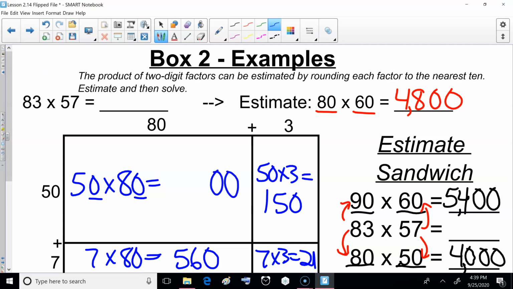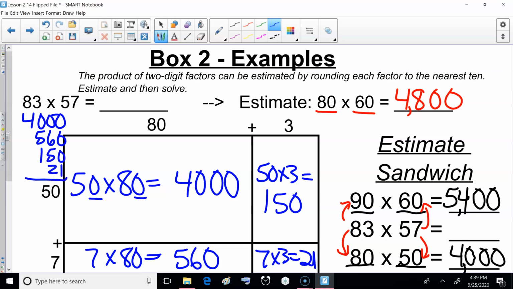So then 8 times 5 is 40. So I have 40 groups of 100, or 400. Now I have to add those up, and it looks like I got a full board, so I'm going to have to write kind of small over here. We got 4,000 plus 560 plus 150 plus 21.